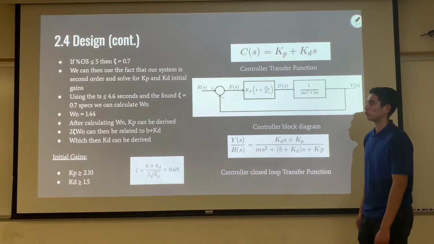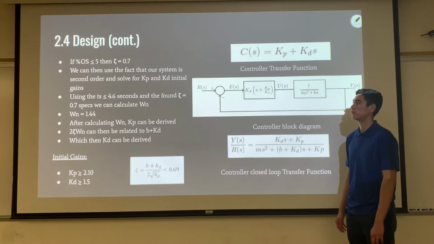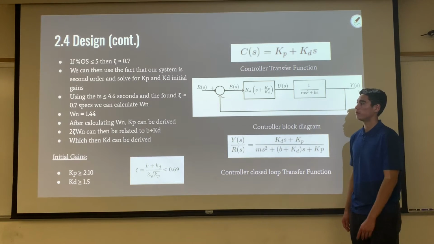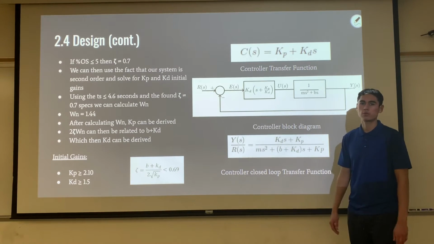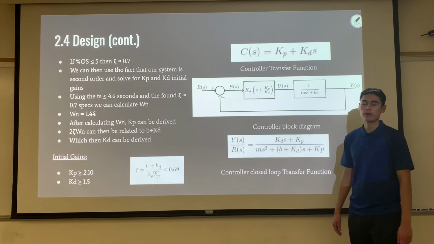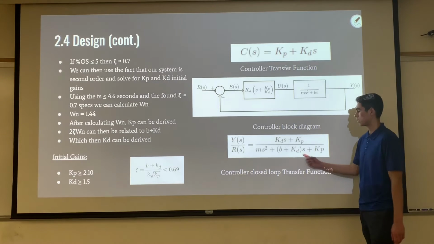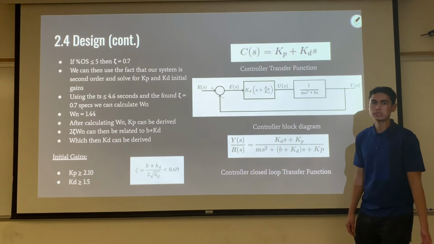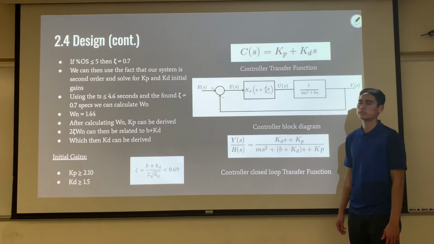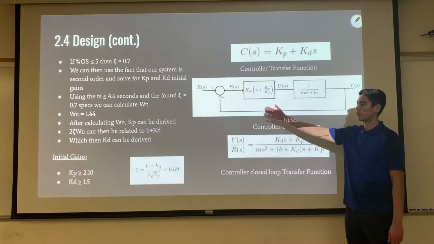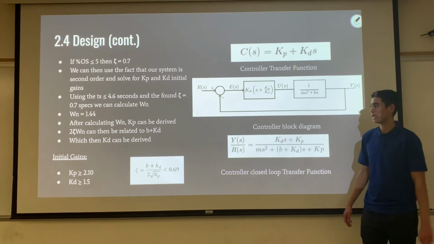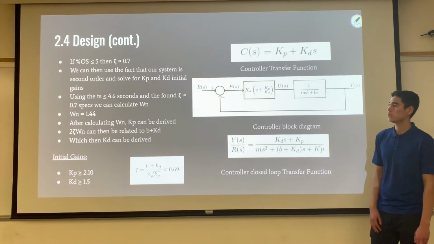Using that fact, and also using our original specification of overshoot less than 5%, we can find that zeta is 0.7 using the overshoot versus zeta graph. We can then use the fact that our system is second order and solve for KP and KD initial values. Using settling time less than 4.6 seconds and zeta of 0.7, we solve for omega n, as omega n is just the square root of KP.